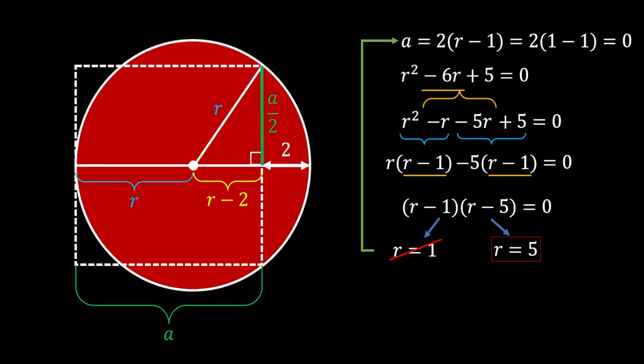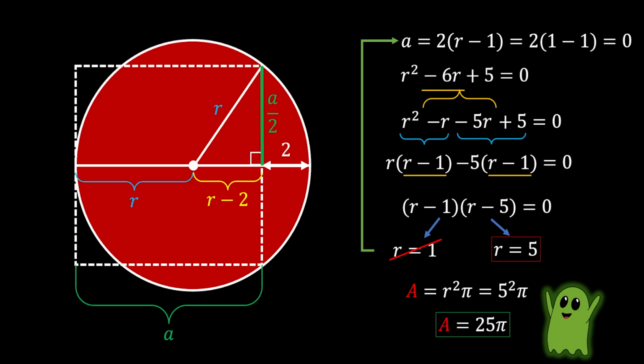Now it is easy for us to find the area of the circle using the formula r squared pi. That would be 5 squared pi, and we will get that the area of our red circle is equal to 25 pi, and this is our solution.